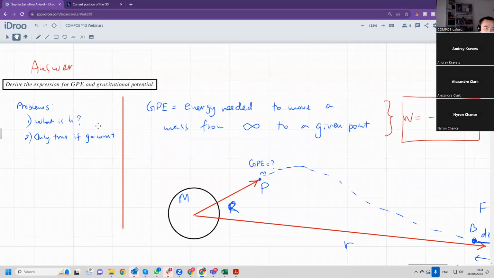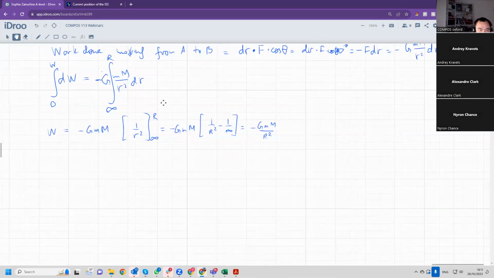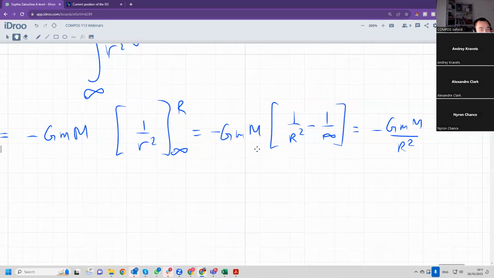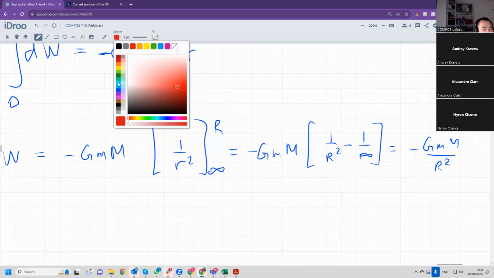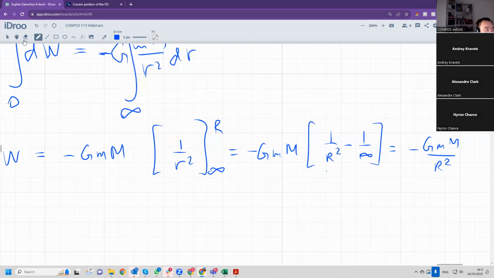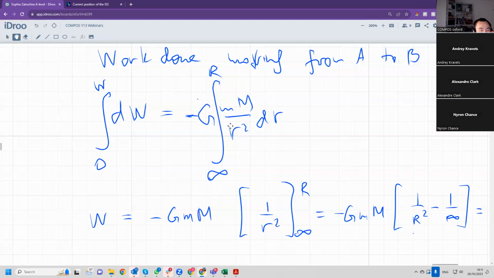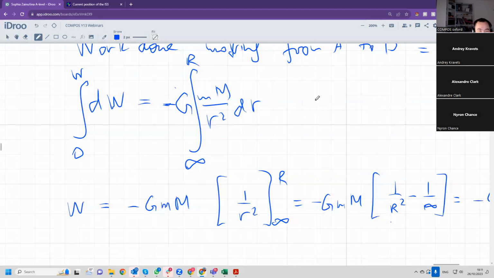Oh, sorry. Yes, of course. So I did mess it up. Sorry. Yes, so the integral of this is going to be the integral of r to the power minus 2, and that's going to be minus 1 over r. So it's minus 1 over r plus 1 over infinity.